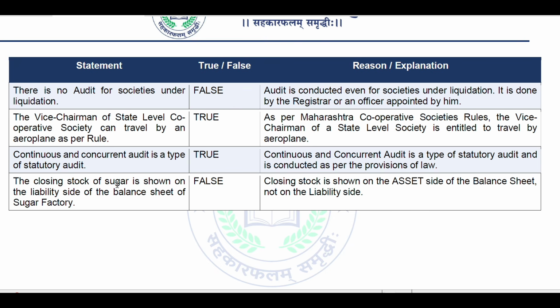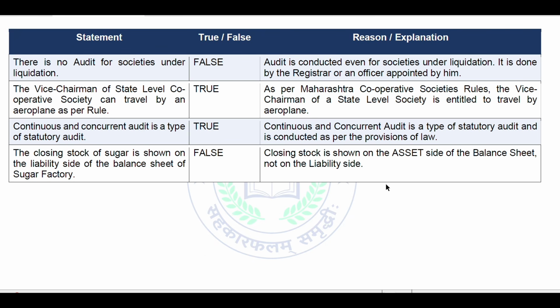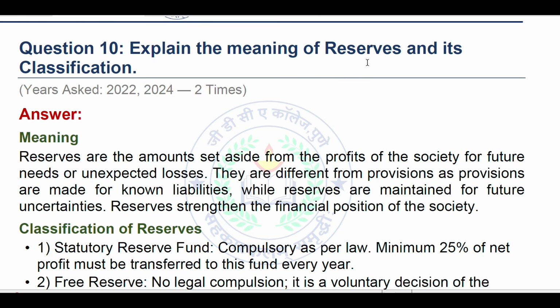The closing stock of sugar is shown on the liability side of the balance sheet of a sugar factory. False, because closing stock is shown on the asset side of the balance sheet, not on the liability side. Question number 10: explain the meaning of reserves and its classification. This was asked only 2 times, so there are good chances this question will come this year.